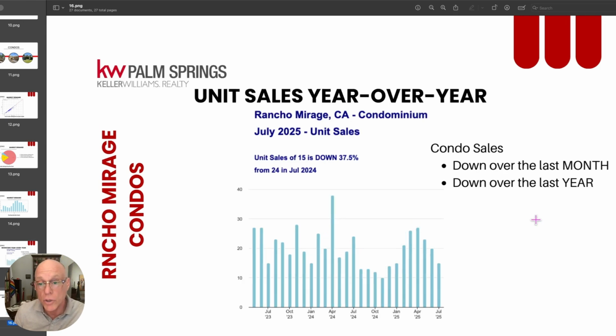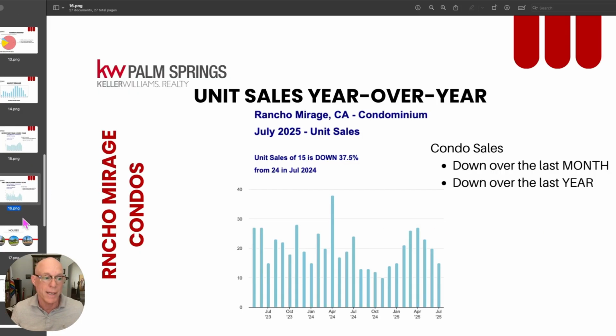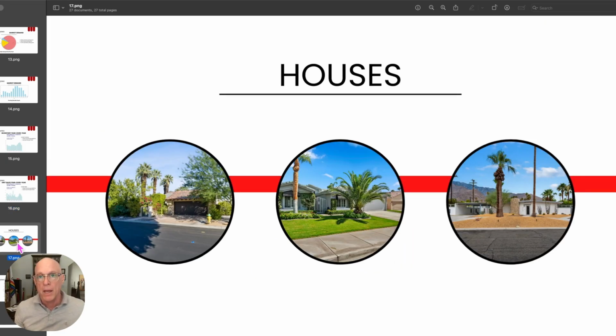And then if we look at unit sales for condos, it's down over last month and it's down over last year. Condos generally are down in volume and in sales price. And by the way, I don't go after the median price anymore. I don't know that it's actually that useful. It is important when you look at things longitudinally. It just doesn't help an individual trying to make a purchase today.